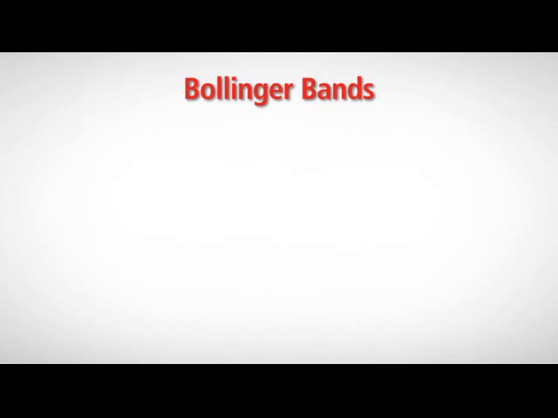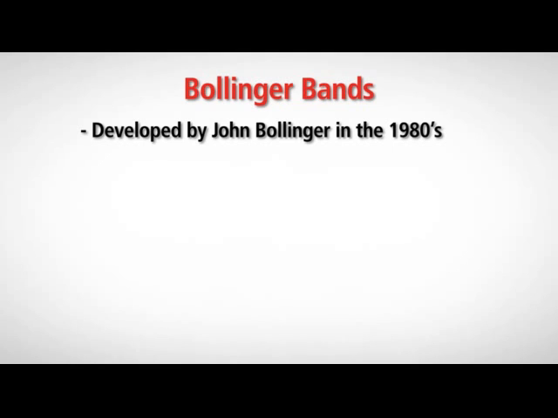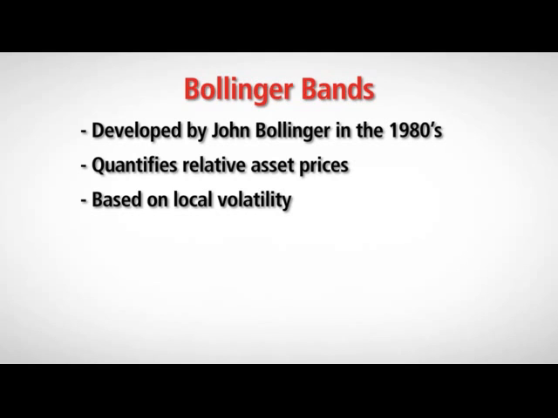Let's talk about another indicator called Bollinger Bands. Now, Bollinger Bands is a technical indicator that was developed by a guy named John Bollinger, that's why they're called Bollinger Bands, in about the 1980s. And he was trying to quantify relative high and low levels of assets so that he could buy at relatively low levels and sell at relatively high levels. And he found that just looking at price charts didn't give him enough insight. So he developed this indicator based on price level and local volatility.